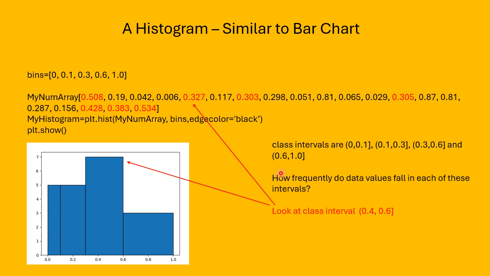So we saw that the class intervals are these, and then we saw that the bar heights answer the question of how frequently data values fall in each of these class intervals. And as we showed over here with this example, we were looking at the class interval of data values in that list that are greater than 0.4 and less than or equal to 0.6. And there were 7 data values within this class interval.